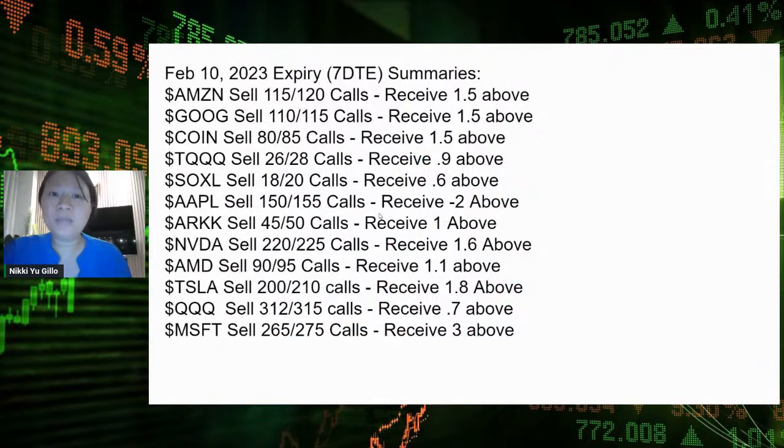So we actually made summaries here on which positions have quite a high probability if you're looking to sell credit spreads on the next 7 days. So these are February 10, 2023 expiry or 7 DTE summaries. Today's February 3, guys. So we can actually check all these positions that we are discussing today on whether next Friday, we have a 100% hit ratio on these selling credit spreads. So we like the consistency.